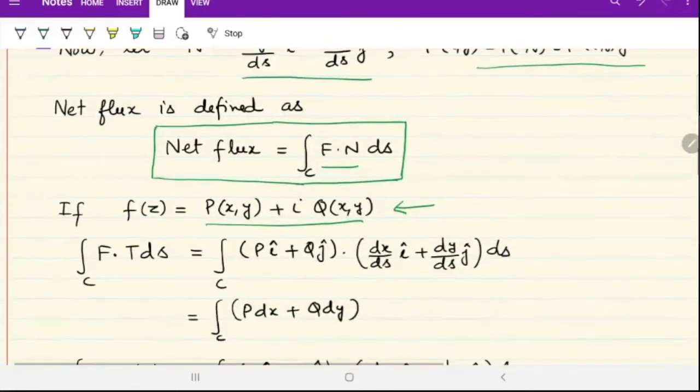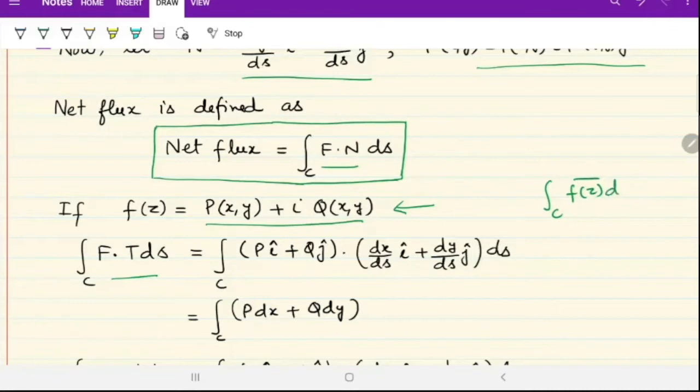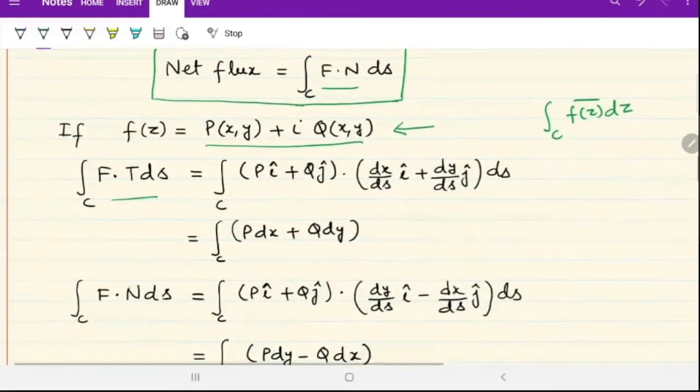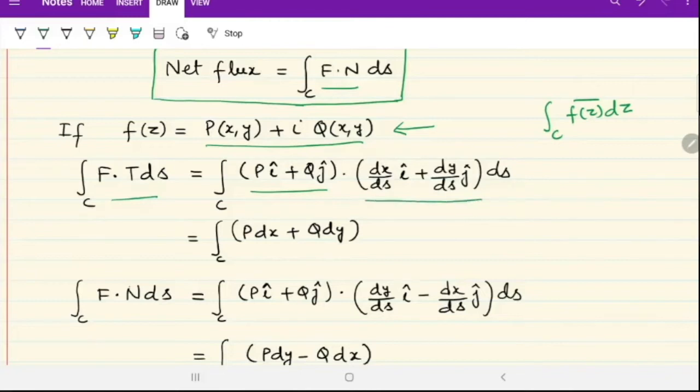Now, first let us see another formula for computing F dot T ds and F dot N cap ds, and then we'll see how the contour integration of f(z) conjugate is related to the quantities circulation and net flux. So if we compute F dot T ds, F is nothing but P i cap plus Q j cap. This is the formula of T. When you take the dot product, you get P dx plus Q dy. So this is the line integral that you have to calculate.